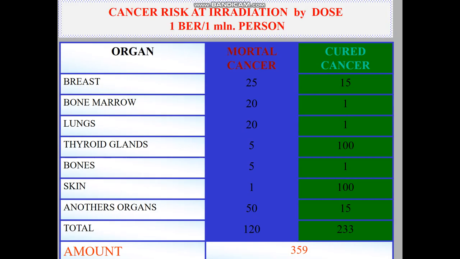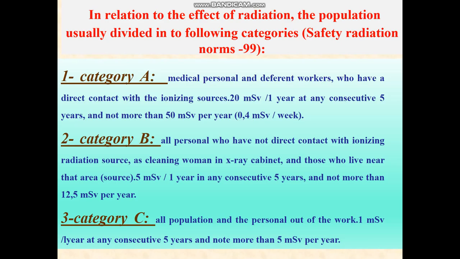Part of the population may receive higher levels of radiation dosage from the source because of sex, age, and social professional situation in their territory. In relation to the effect of radiation, the population is usually divided into three categories, A, B, and C. Category A: medical personnel and different workers who have direct contact with the ionizing source. 20 millisievert per year, averaged over any consecutive 5 years, and not more than 50 millisievert in any one year.